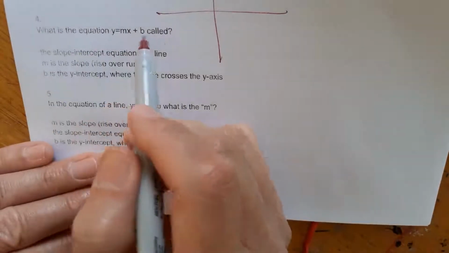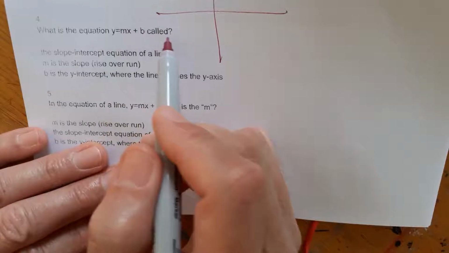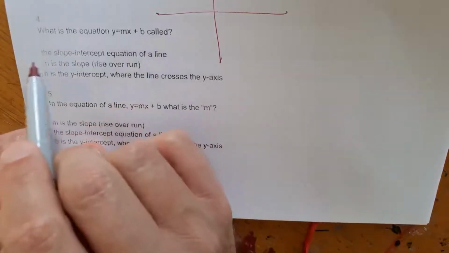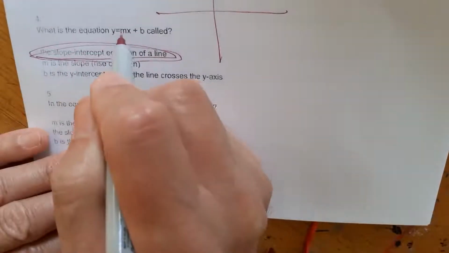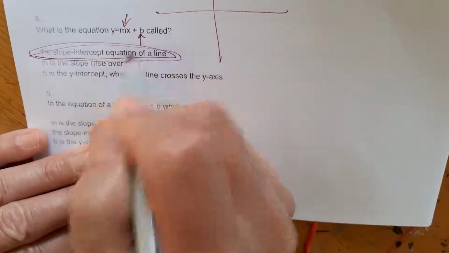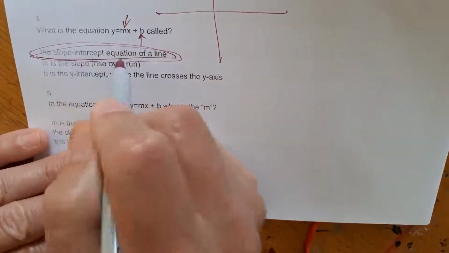What is the equation y equals mx plus b called? Y equals mx plus b is called the slope-intercept equation of a line. Why, you guys? Well, because it's got the slope in it and it's got the intercept. So it's called the slope-intercept equation of a line.